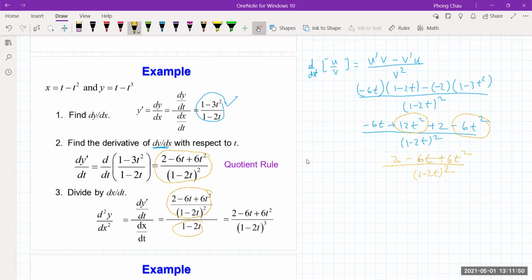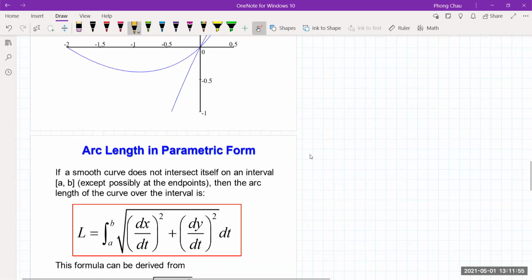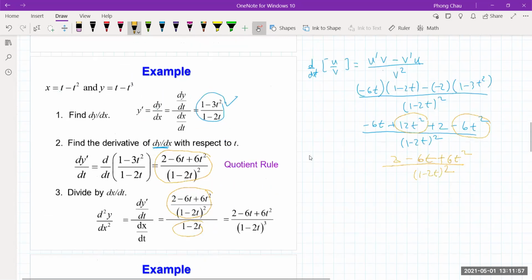So that's how we find the second derivative. But once we have the second derivative, how are we going to use that information? Do you recall from Calc 1 what the second derivative tells us? If you forgot, here is a quick review.